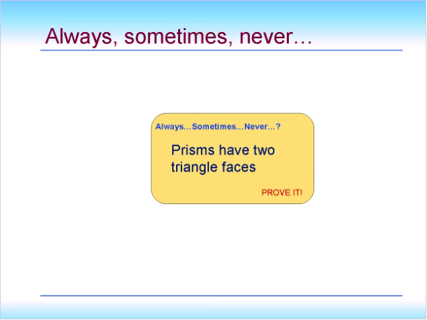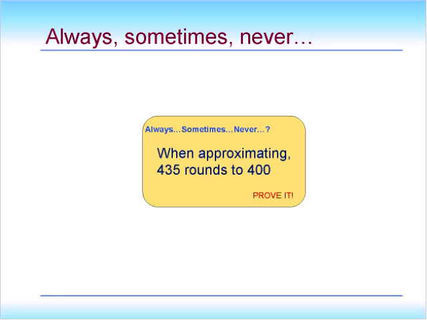Now with this, it's a sometimes. Prisms have two triangle faces. How could we actually prove it? What could you use? I think practically using shapes is the key one, and looking at the end faces of a prism. The fact that they could be a triangle, they could be a rectangle, they could be an octagon. It depends on the end faces. So that one really is a sometimes, and if you're not sure, get some shapes and try it.